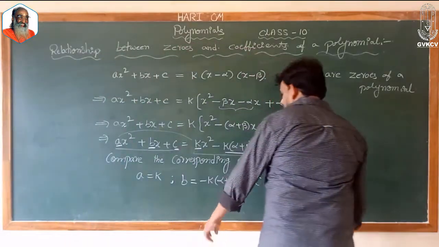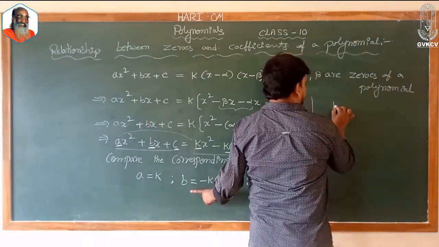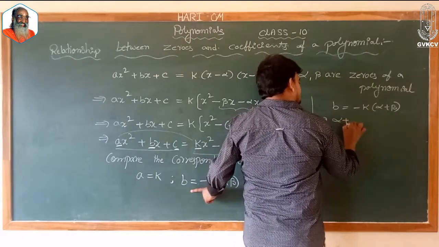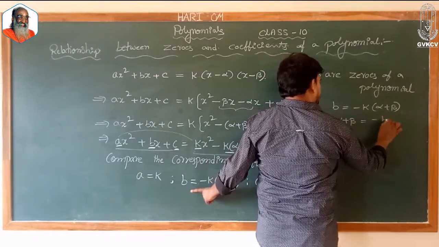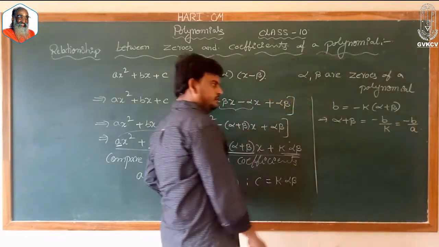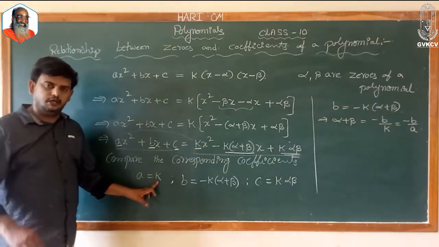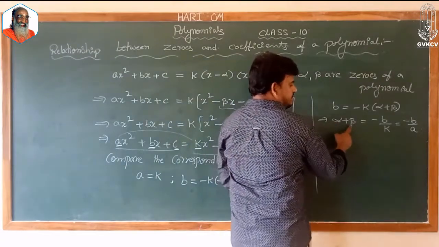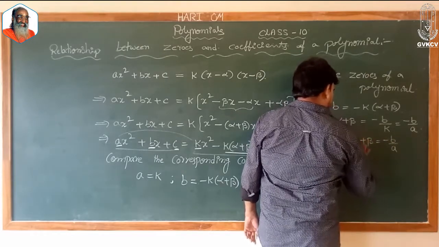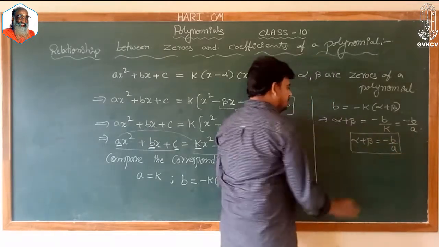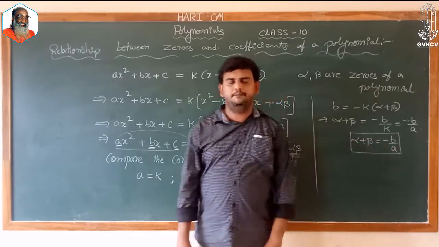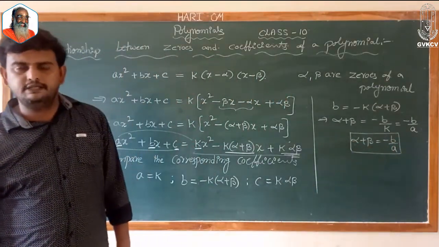Means when we have this condition, b is equal to minus k into alpha plus beta. From this, alpha plus beta is equal to minus b by k. That can be written as minus b by a, because a is equal to k. So alpha plus beta is equal to minus b by a. The sum of the zeros is equal to minus b by a.